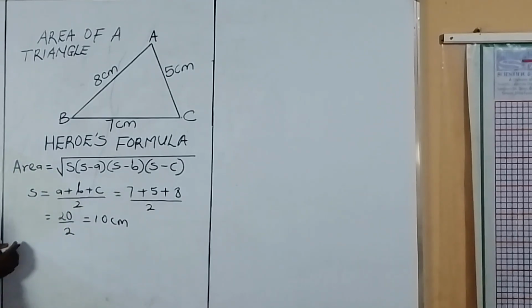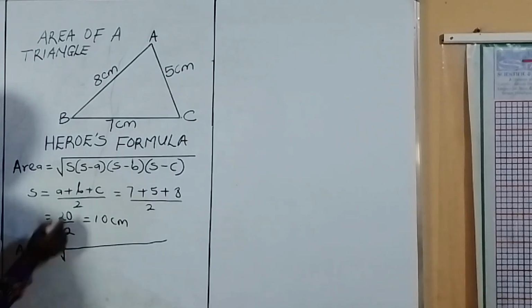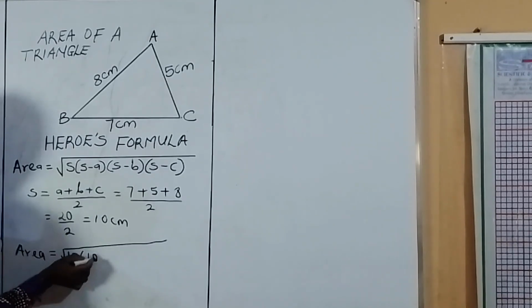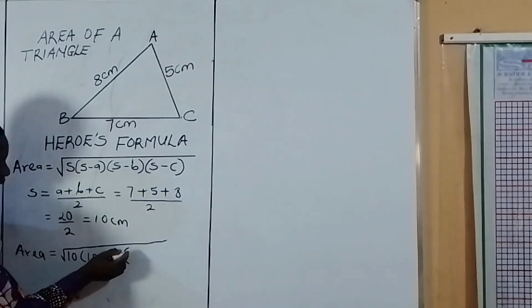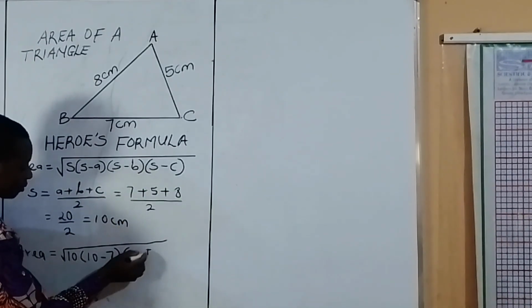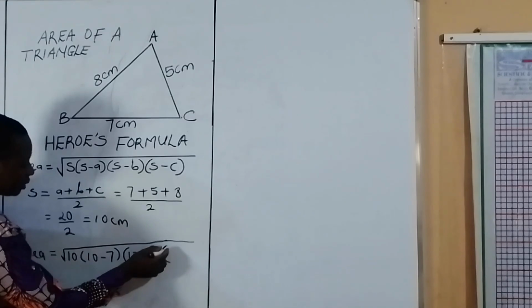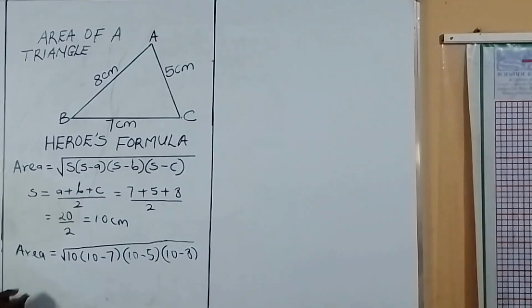So let's go ahead and substitute. We are going to have our area equal to the square root of S, which is 10. Then here we have S minus A, that is 10 minus 7. Then open bracket, 10 again, S minus B, so that's 10 minus 5. Then do the same thing to this other side, 10 minus 8. So this is what we are going to have.